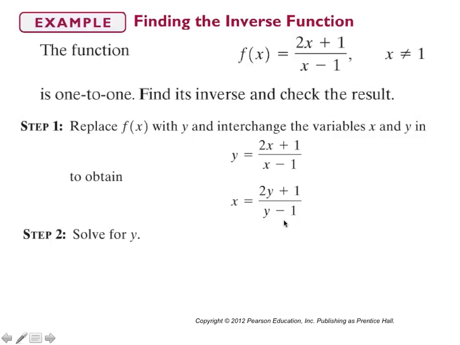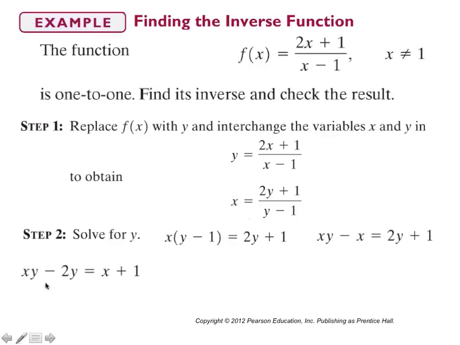And then we multiply both sides by the denominator because we're trying to get y by itself, so we have to get rid of this denominator here. So we have x times y minus 1 equals 2y plus 1. And then we go ahead and distribute, so we have xy minus x equals 2y plus 1. And then you want to get everything that has a y on one side and everything else on the other side. So I'm going to take this 2y and subtract it so that it's on the left-hand side with this piece right here. And then I'm also going to add x so that it's on the other side.